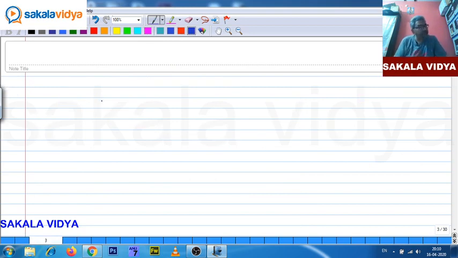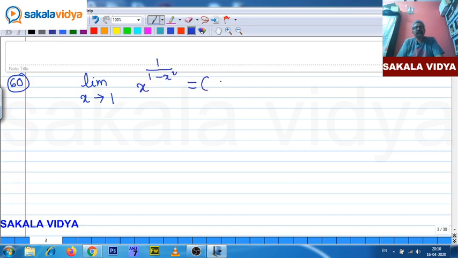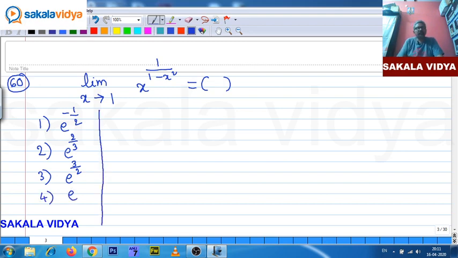Next question number is 60. Question number 60. Limit x tends to 1, x to the power of 1 minus 1 by x square equals to. First option, e to the power of minus 1 by 2. Second option, e to the power of 2 by 3. Third option, e to the power of 3 by 2. Fourth option, e. This is the problem.